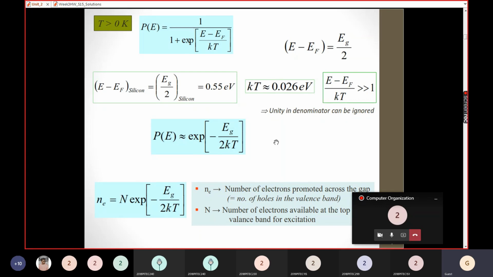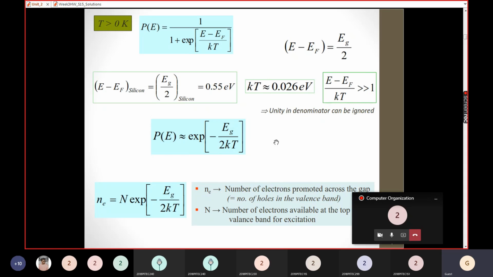There you will get your answer. So this is how a basic problem can be solved in an intrinsic semiconductor using silicon material. Remember this formula. We started with the probability of occupation, P(E). The probability is equal to 1 divided by 1 plus e power (E minus EF) divided by kT.